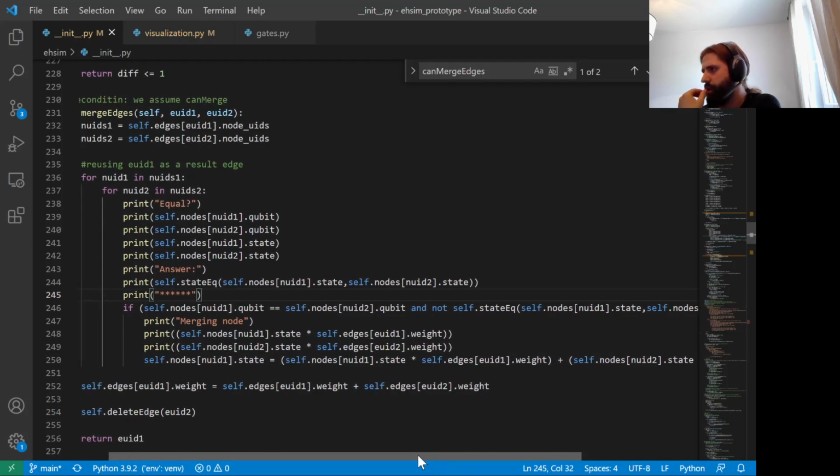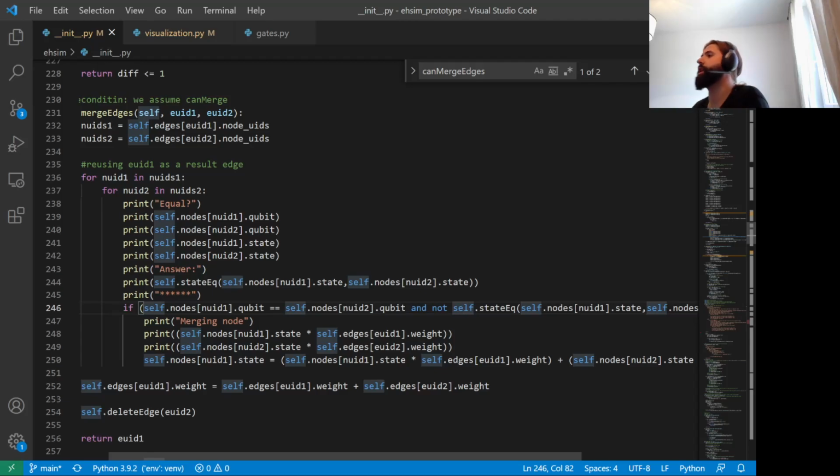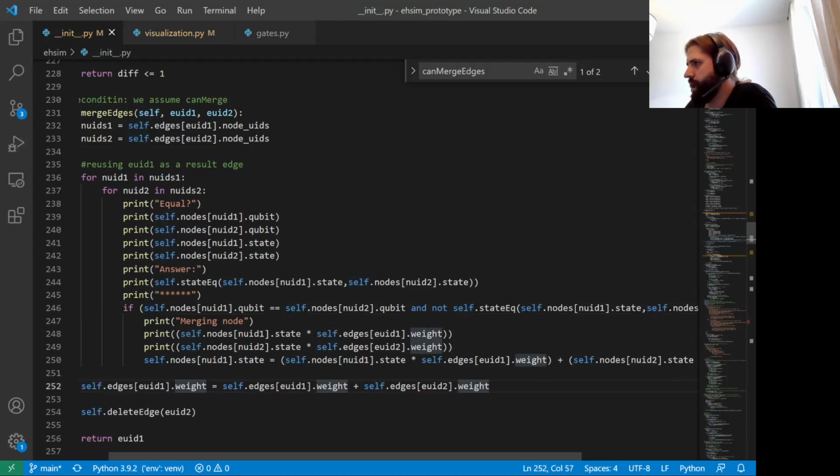Like if they are the same, which I don't know why would these happen, then, oh, so this is if they are not equal. Okay, cool. So if they're equal, right? What will happen is that we will just update the edge weight and we're just keeping edge one. So that should be okay. So that's working as expected.